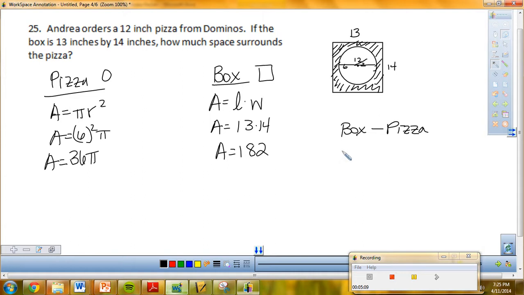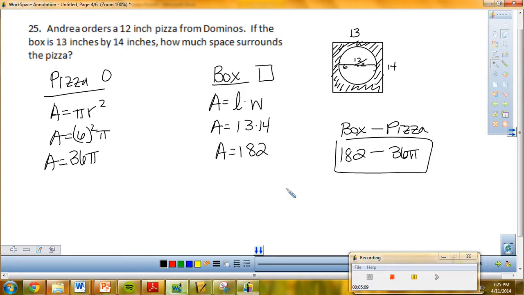to tell me how much of the box isn't being covered by pizza. So my box is 182, and my pizza is 36 pi. If they wanted us to leave it in terms of pi, which they don't really specify here, this could be one answer, right? Or they might tell us to put it in terms of a decimal, or for our example here, we're going to round to the nearest whole number.